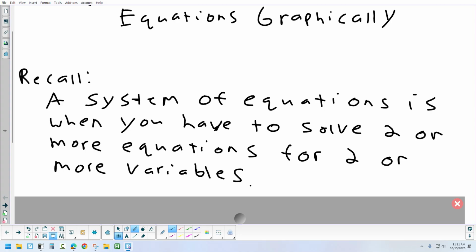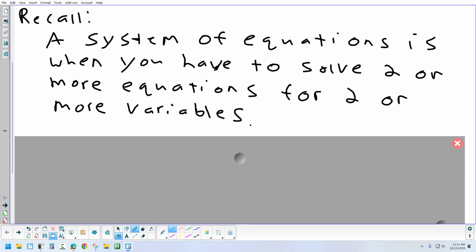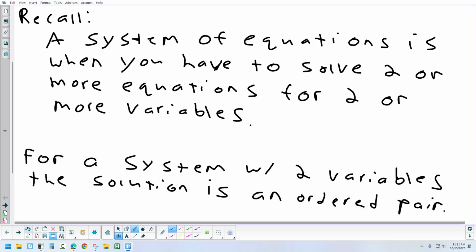A system is when you are solving for 2 or more variables, and I give you 2 or more equations. Now, most of the systems that we've solved, if we've had any, have been linear. We're going to look at some that are nonlinear. When you graph, if you're trying to solve a system, what are you looking for on the calculator? An intersection. You're going to be looking for an intersection point.